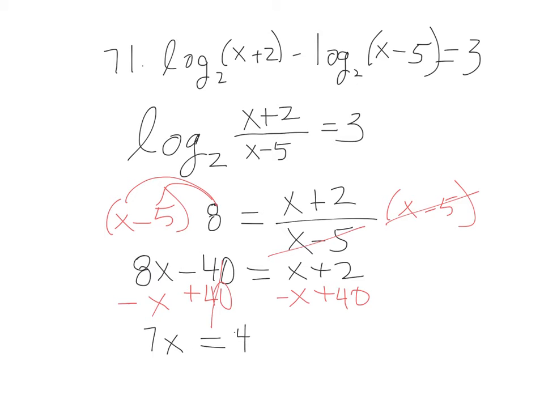40 plus 2 gives us 42. Divide by 7. X equals 6. And then we want to check to make sure that 6 doesn't make either of the arguments negative. So I plug 6 in here. That would make it 8, which is good. And this would make it 1. 6 minus 5 is 1, so we are good there as well.